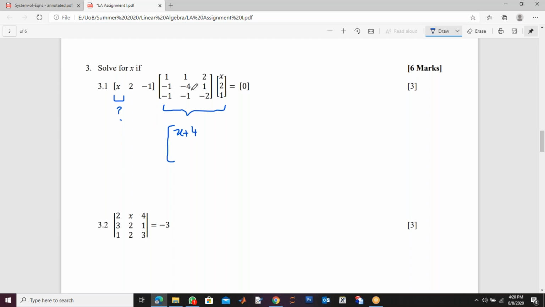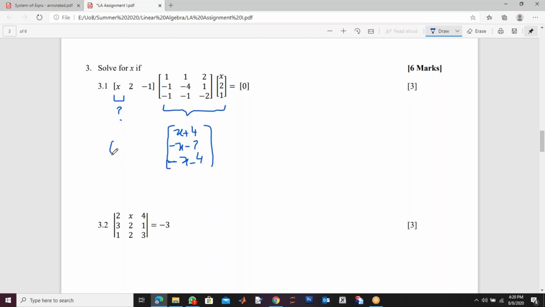Now second row: minus x minus 8 plus 1, which is minus x minus 7. And then the last row: minus x minus 2 minus 2, so it will give you minus x minus 4. Minus x minus 2 means minus 4. So this is what you got by multiplying the second and third vector.